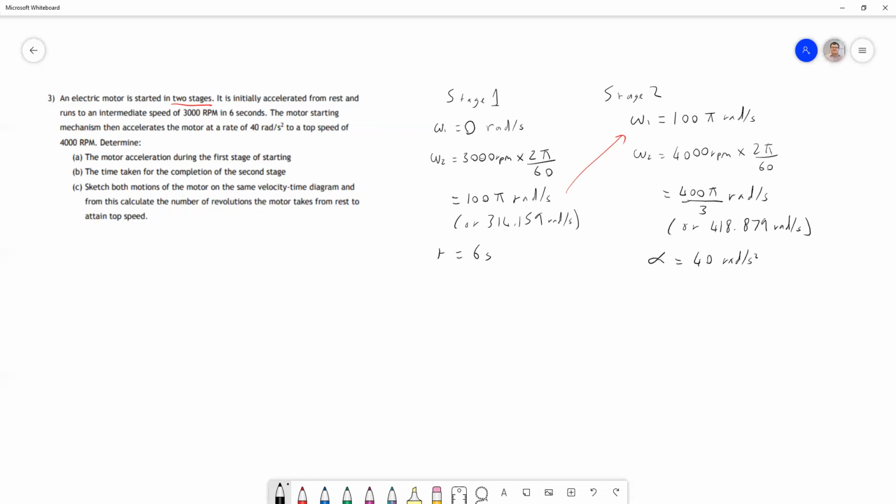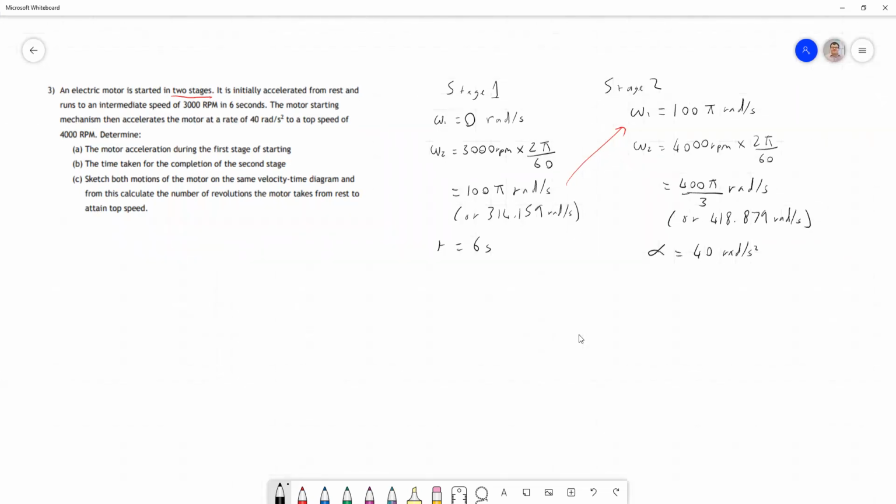So we have everything we need to do. And the question is going to ask us to do various things. First of all, in part A of the question, it wants us to find out the acceleration during stage 1, and that's great. So I'll just write this underneath stage 1. We're asked to find alpha. What is alpha and how can we find it?